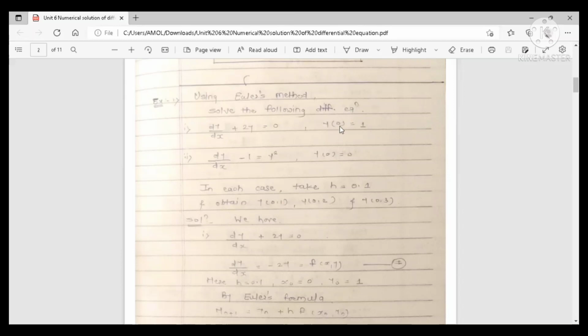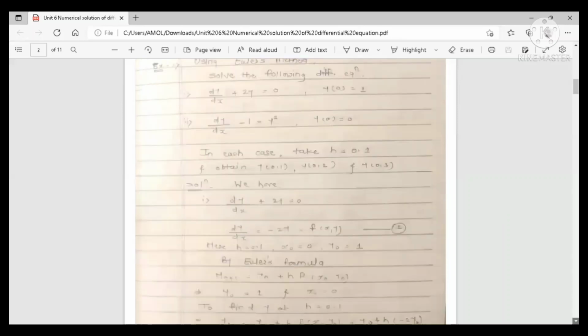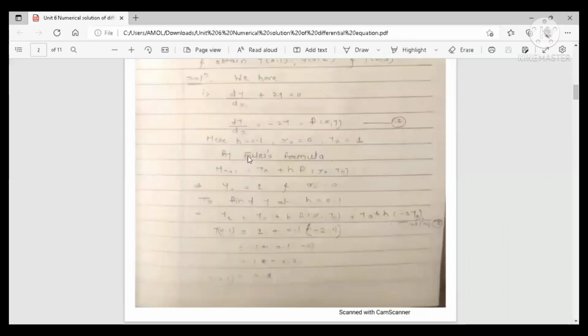In the bracket, the value is of x. X is equal to 0 and y is equal to 1. The RHS side value, this 1 is the value of y, and this bracket term value is of x. So initially x is 0 and y is 1. We give the notation for x and y, x naught and y naught. So x naught is 0 and y naught is 1. These are the initial values. Here, h is equal to 0.1, x naught is 0, y naught is 1.